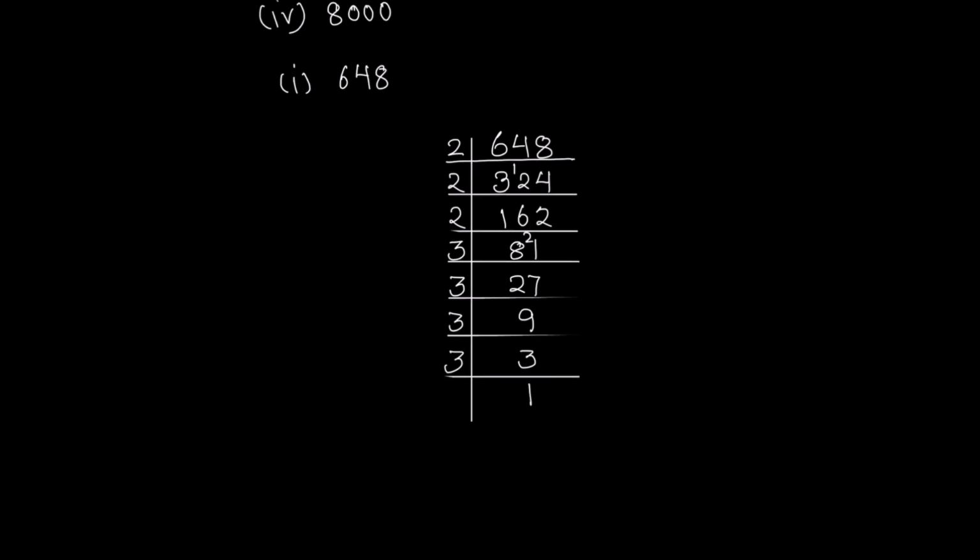Let's write it in terms of its prime factors. So 648 equals 2 times 2 times 2 times 3 times 3 times 3 times 3. For finding out whether this is a cube number or not, we need to group the numbers in terms of triplets. So we have to group 3 numbers together. So let's group the numbers here.